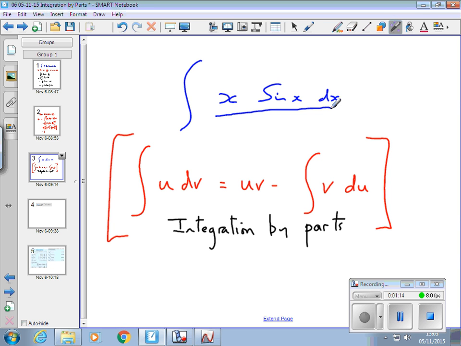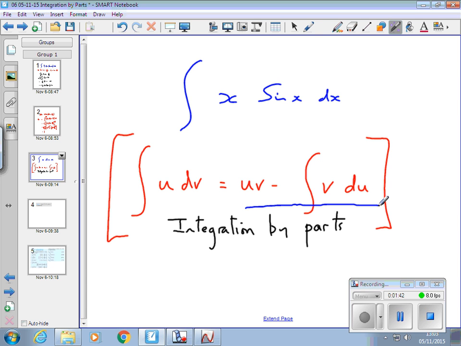This is our original integral, okay? What I do is I let one bit of this be u and one bit of it be dv. I've got two parts multiplied together, u and dv, so I'm going to let one bit equal u and one bit equal dv. The crucial part is deciding which is which. Once we've got that, what we do is we turn it into this right-hand side here.